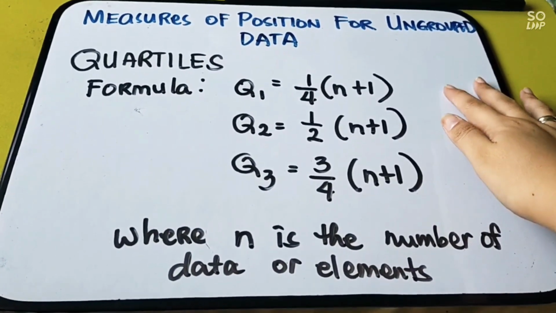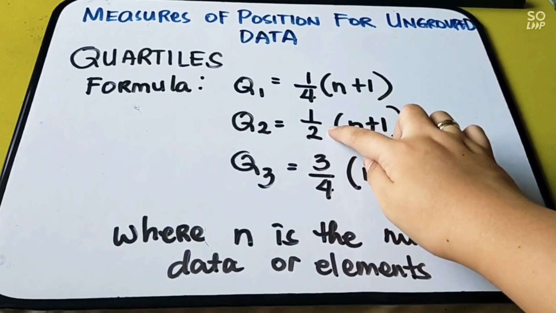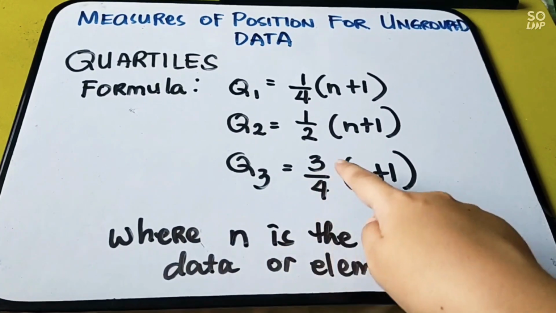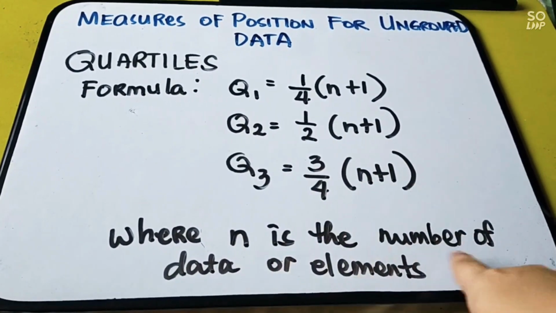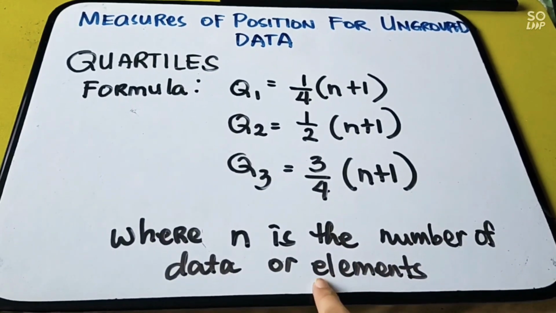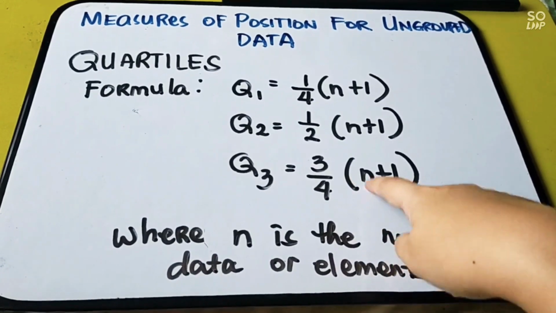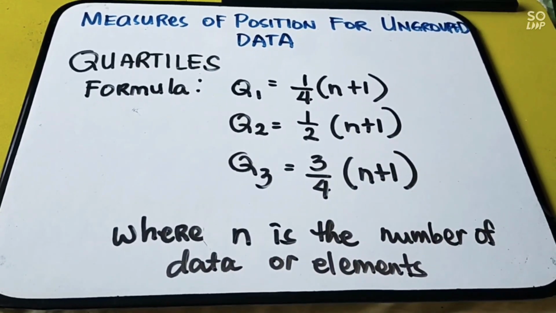For quartile 1, we have 1/4 times n plus 1. Quartile 2, we have 1/2 times n plus 1. Quartile 3 equals 3/4 times n plus 1, where n is the number of data or elements. So, kung gaano karami ang inyong data, yun lang yung isu-substitute ninyo sa inyong n. Now, let us have an example.